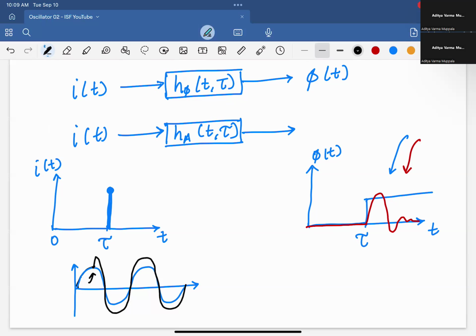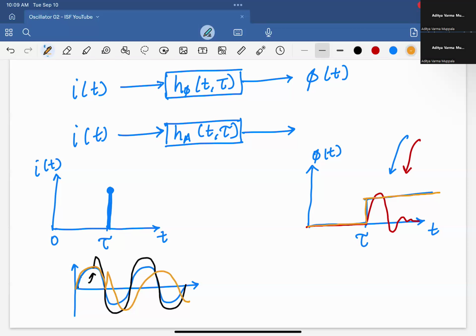Whereas phase fluctuations, let me take a different color maybe. So if I make a change here, then this produces maximum change in the phase. And of course, we said that that doesn't really correct itself. So that's why whenever you introduce a step change in the phase, that step change persists.